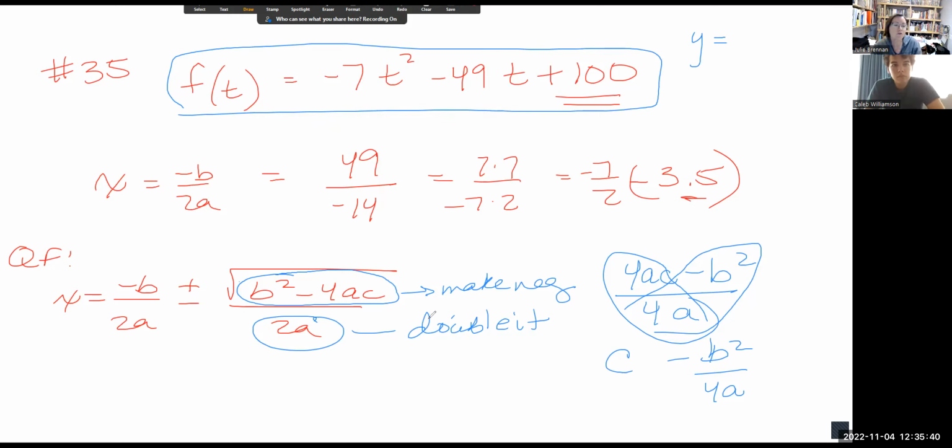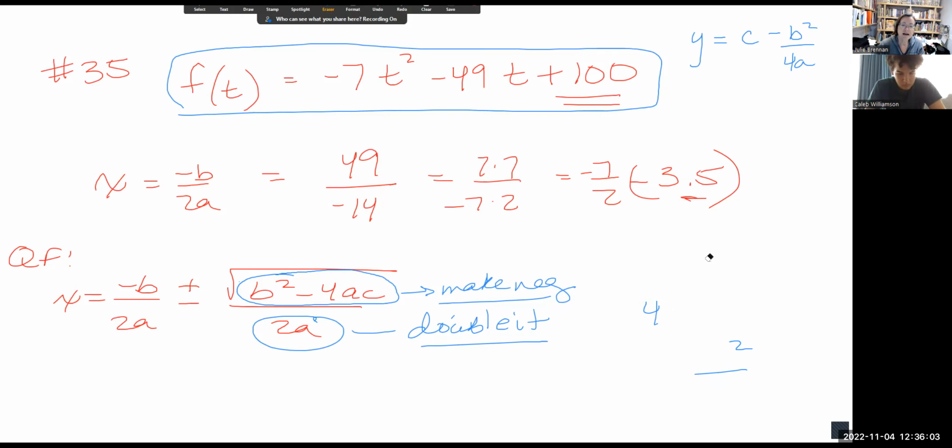I don't memorize this little formula because I'm so used to using the quadratic formula: make it negative, double the denominator. But you could just say y is going to equal c minus, take b squared, divide by 4a. That's going to give me my y value. And notice it does work. Okay, it's kind of bizarre.